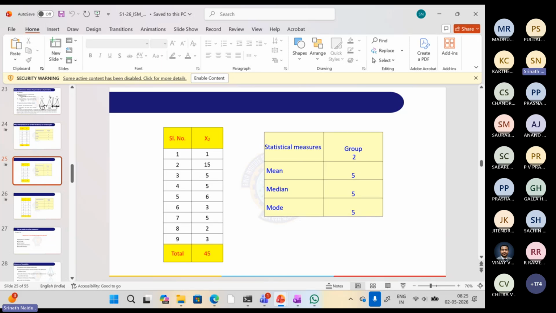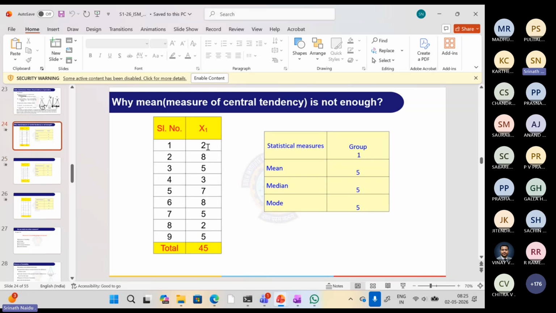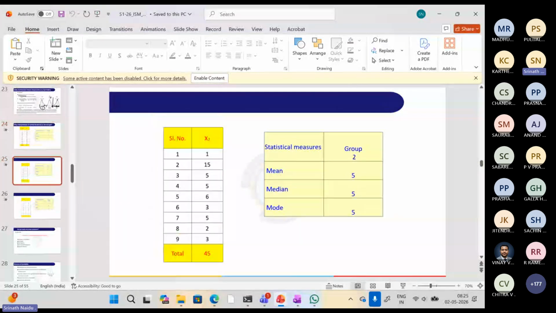Now, if I compare these two tables, you can't say they are the same, right? The second table has a different feel to it. It has an outlier like 15, but that number 15 isn't entering these calculations. So you can have a set of numbers that are very different, but end up having the same measures of central tendency, whether it is mean, median, or mode. It's all the same, 5.